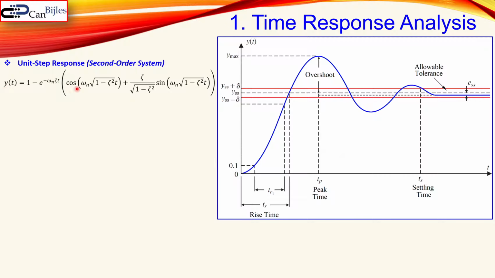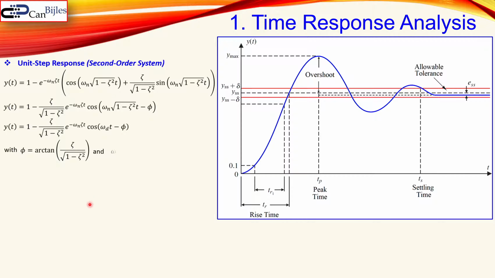And the response will be given by this formula, but this is of course not really handy to work with. So what we most of the time do is use this in a more compact way. We can make some substitutions and write it like so. And you can see here that phi and omega d are expressed in this form. We will see shortly how we can use that.